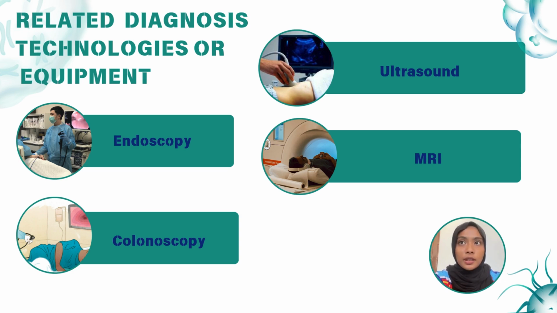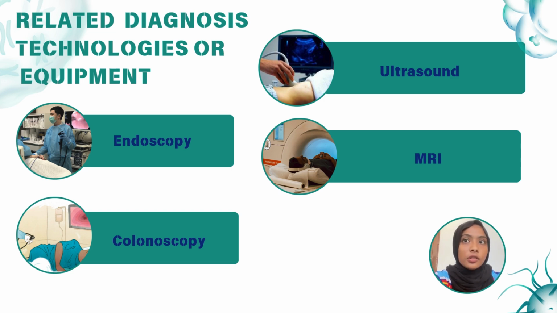First, endoscopy. A thin tube with a camera goes down your throat to check the inside of your stomach and small intestine. Second is colonoscopy. A similar tool with a camera goes into your colon, the large intestine, through the rectum to look for issues like polyps or inflammation. Third is ultrasound.